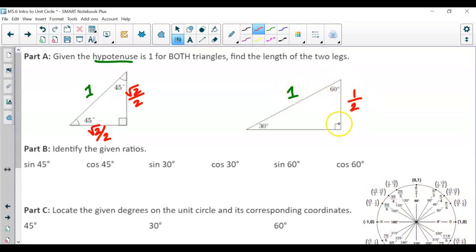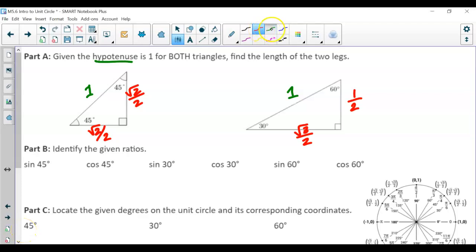Then we take the short leg and multiply it by radical 3 to get the long leg. So this is 1/2 times radical 3, or radical 3 over 2, because that's just 1 times radical 3, which is radical 3, and 2 times 1, which is 2. So we'll rewrite this as radical 3 over 2. So now go ahead and pause the video and do part B. Identify sine and cosine of 45 degrees, and then sine and cosine of the 30 and 60 here.